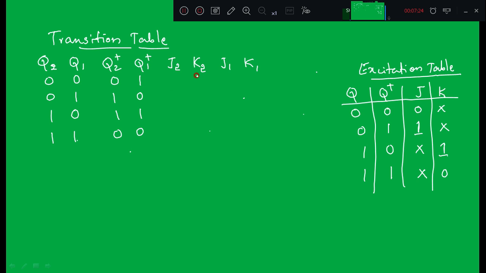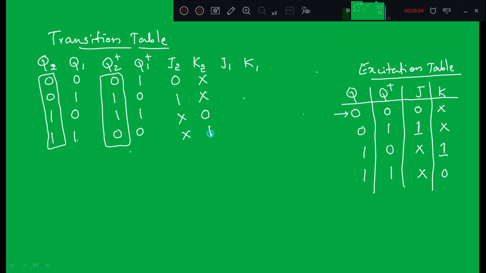Now we are going to fill the values of J and K depending on this excitation table. Just identify the values of Q2 and Q2 plus. For the first combination, Q2 is 0 and Q2 plus is 0. Where is that in the excitation table? The first row: J is 0, K is don't care. Next, 0 1: it is 1, don't care. Next, 1 1: don't care, 0. And the last one, 1 0: don't care, 1.